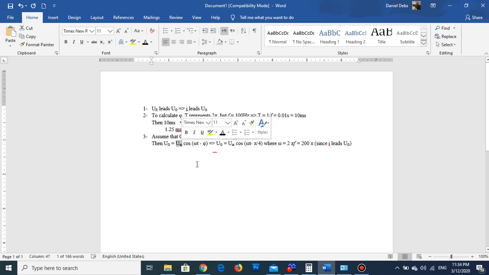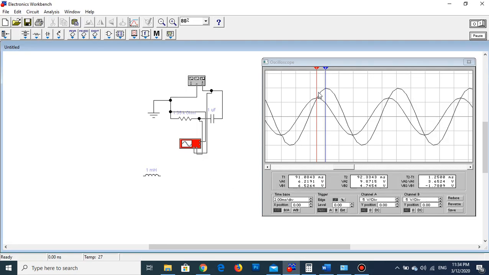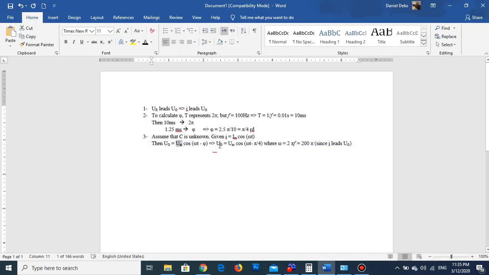So now, what is UM? Going to the oscillogram, this is UM, it is given by 2 and channel A. 2 channel A, it is 9.87, which I will write as 9.9 approximately. Before this, I can say UG equals UM cosine omega t minus pi by 4, where omega equals 2 pi f, it is 200 pi, since f is 100 hertz. And now, UM is 9.9 volts as we see before.